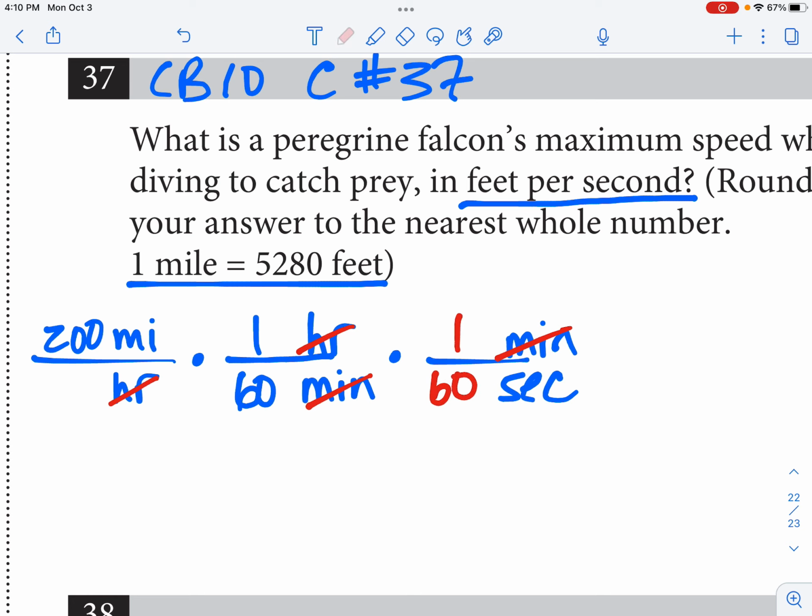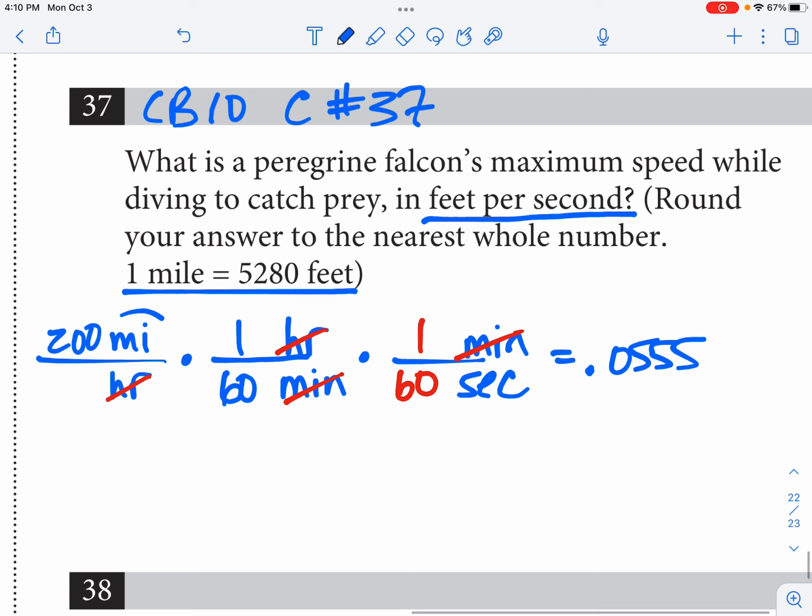And so now maybe I'll clean this up just a little bit and I'll take my 200 and divide by 60 and divide by 60 again. And that is going to give me 0.0555. But what is the label left on that? Miles per second. So miles per second, I'm getting closer. I'm supposed to be in feet per second, and I'm in miles per second.